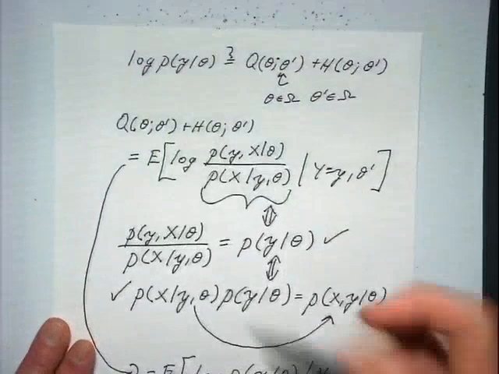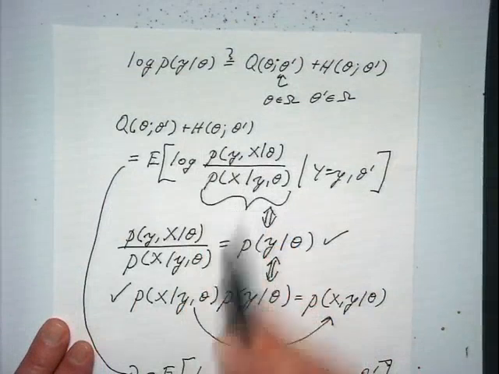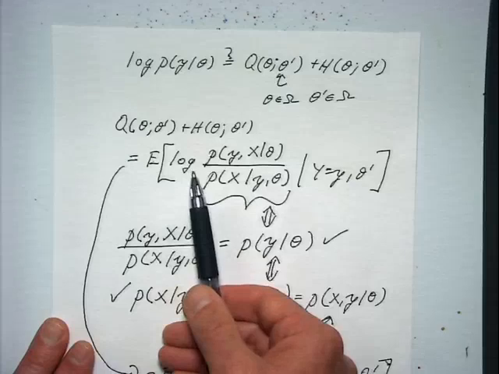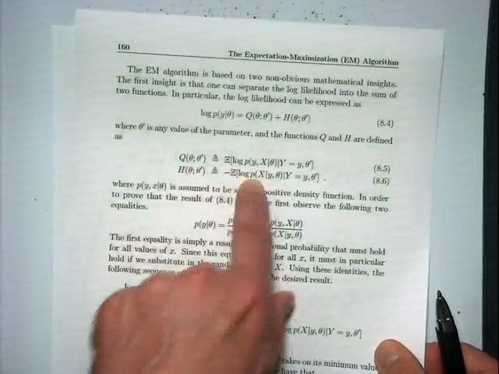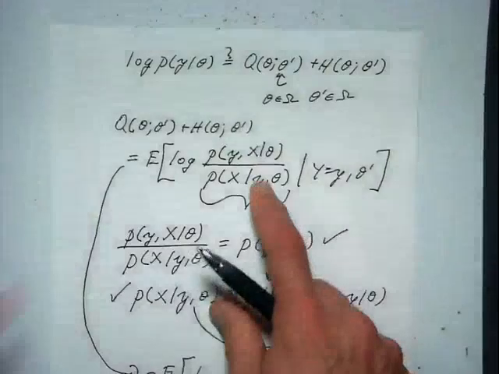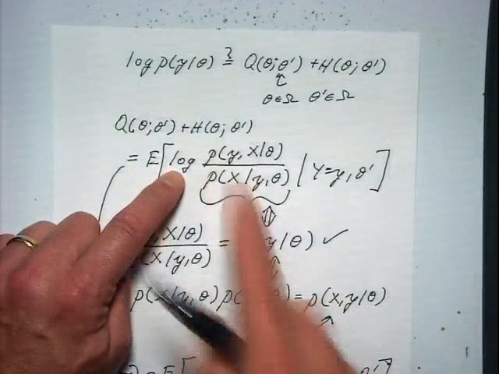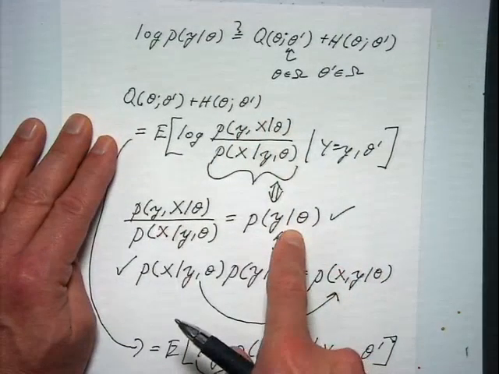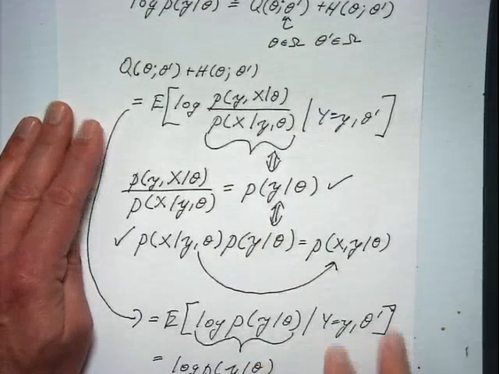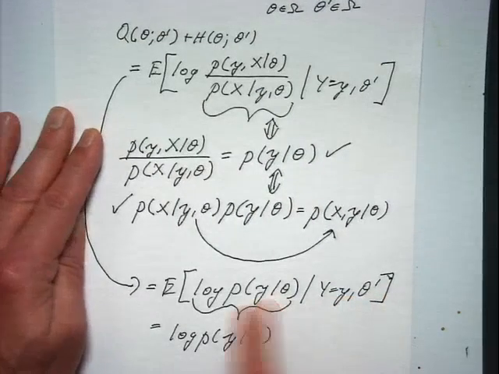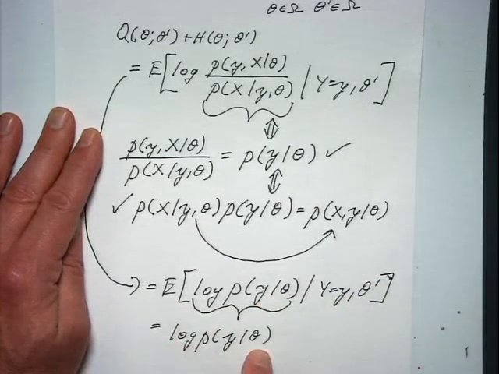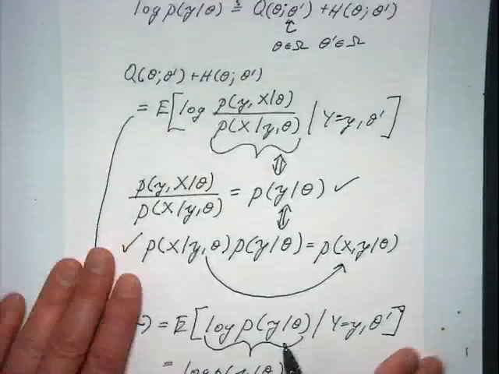I proved that the sum of q and h is the expectation of the log of the ratio of these two probabilities. That came because I used the definition of q and h, and I just plugged into the definition, and I took the difference of the logs, and that was the ratio of the probabilities. So now this ratio of these probabilities is the conditional probability of y given theta. And, okay, so if I plug in the conditional probability of y given theta, now I have the expectation of something that's not random, so I don't even care about the expectation. It's just equal to this. So I've now proved the basic point.